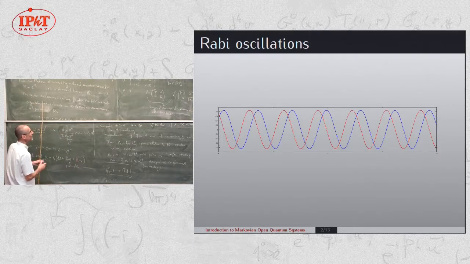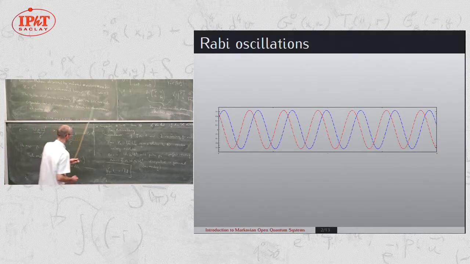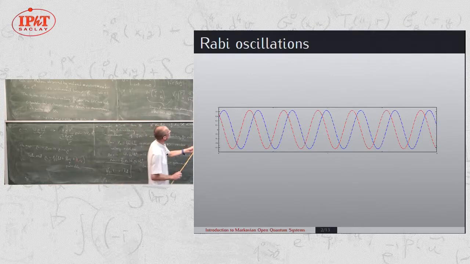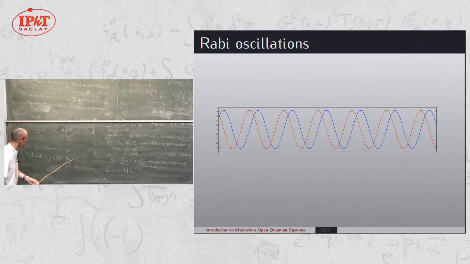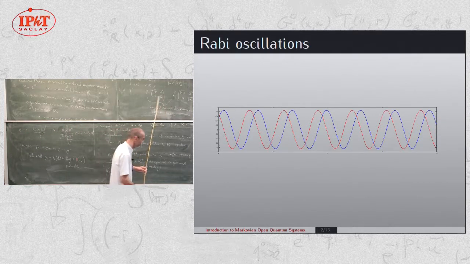To say it differently, essentially the blue curve is for the diagonal element of the density matrix, and the red curve is for the off-diagonal element of the density matrix. You see, k is for sigma x and x is for sigma z. Okay. So this is what happens if you only have Rabi oscillations.